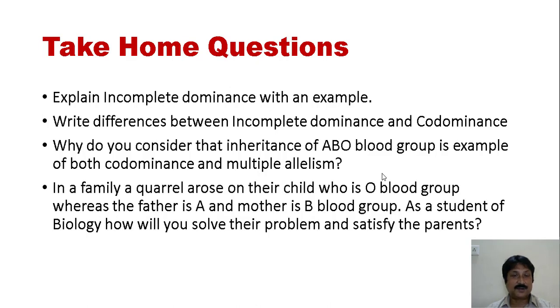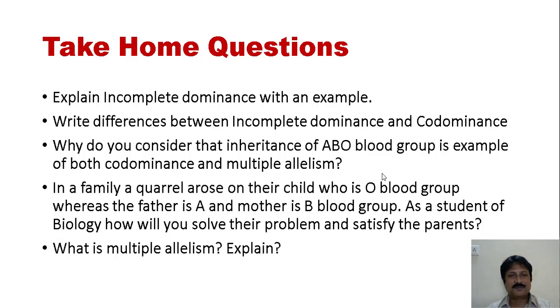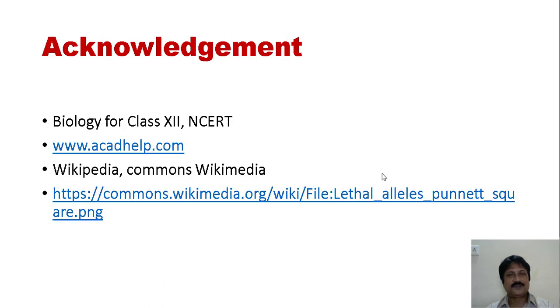Now, another important question. There's an interesting question here. In a family, a quarrel arose about their child, who is O blood group, whereas the father is A and the mother is B. As a student of biology, how will you solve their problem and satisfy the parents? Almost the same we have already discussed. Next question is, what is multiple allelism? Explain it.